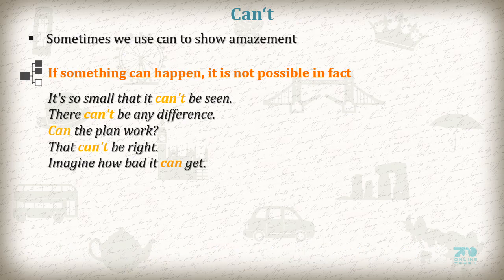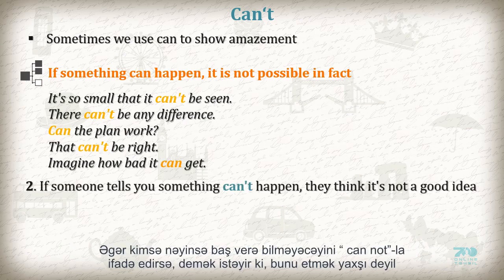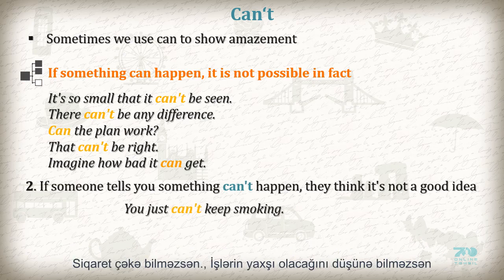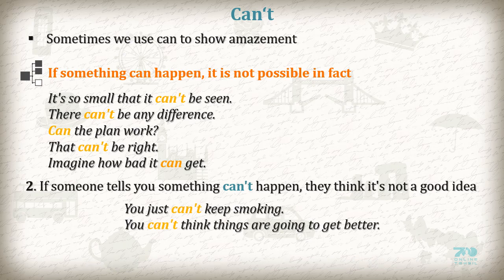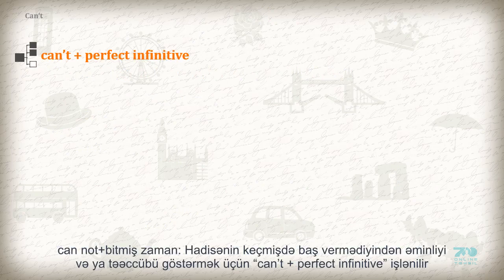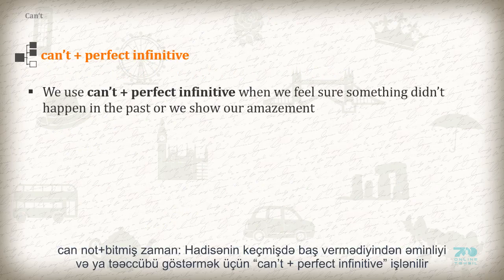2. If someone tells you that something can't happen, they think it's not a good idea. You just can't keep smoking. You can't think things are going to get better. 3. Can't plus perfect infinitive. We use can't plus perfect infinitive when we feel sure something didn't happen in the past or we show our amazement.